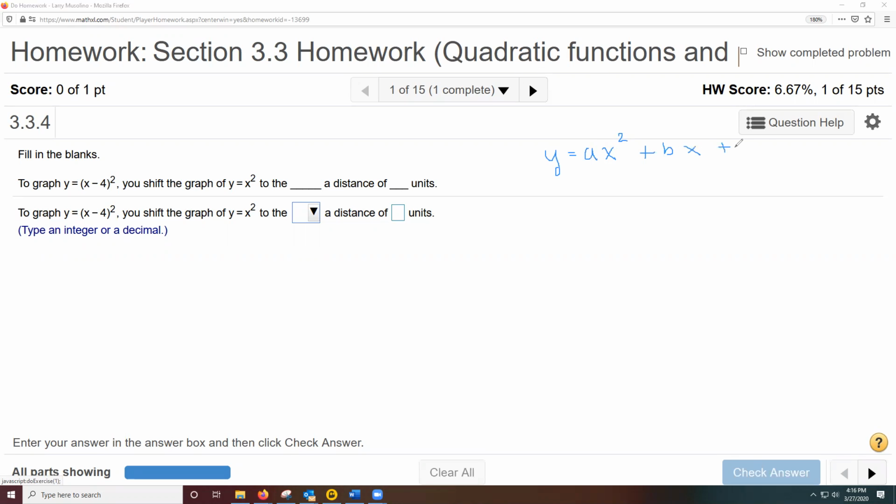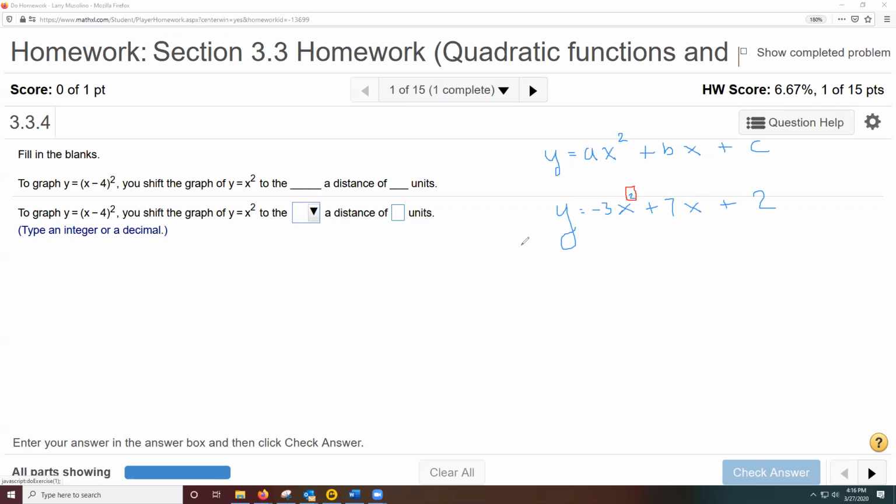Let me give you an example. So I might have, let's say, y equals negative 3x squared plus 7x plus 2, for example. I know this is a quadratic function because of this exponent 2 on the x. That's what tells me this is a quadratic function.